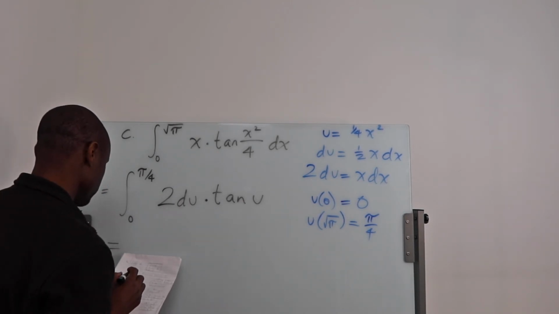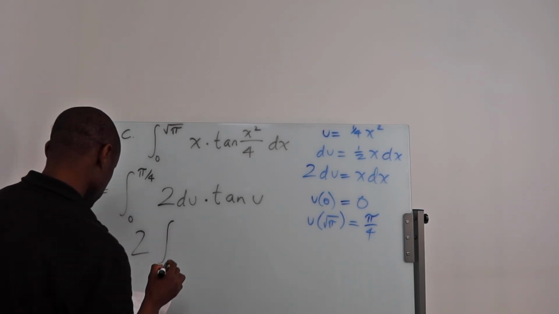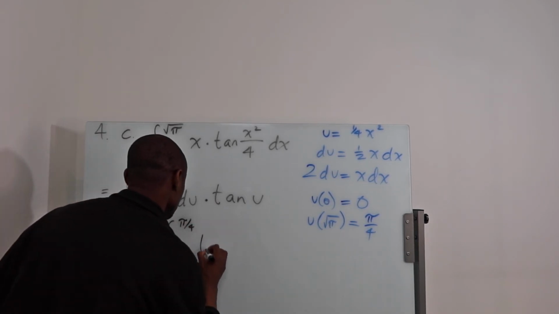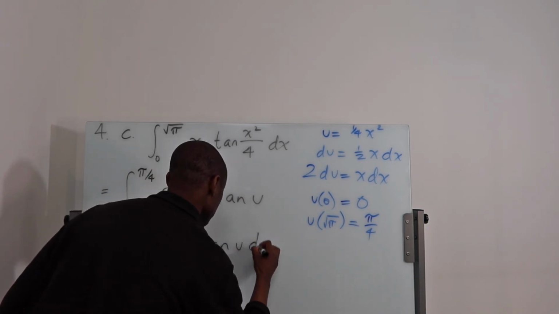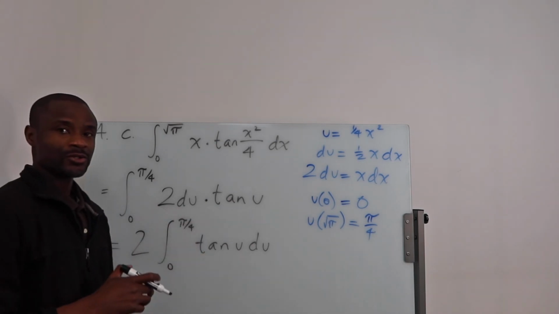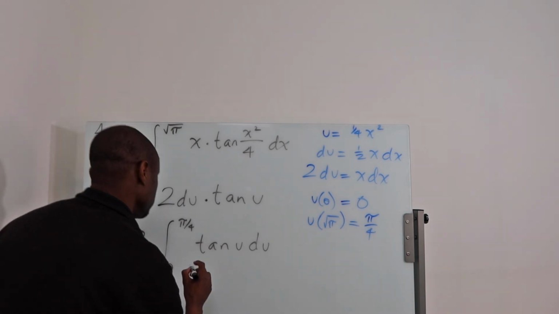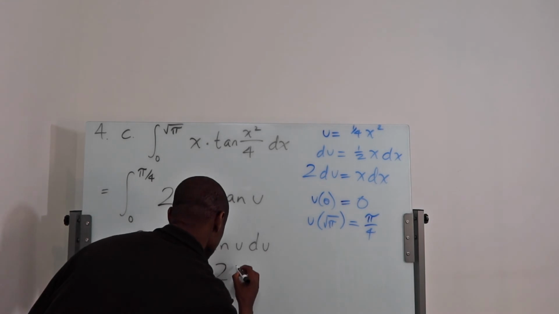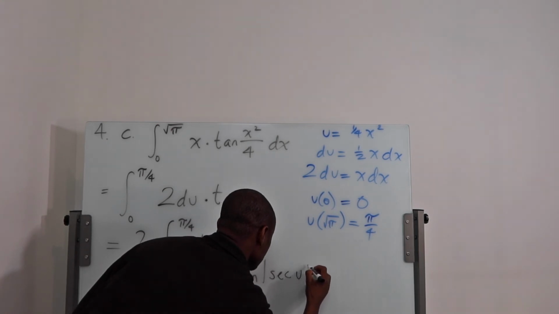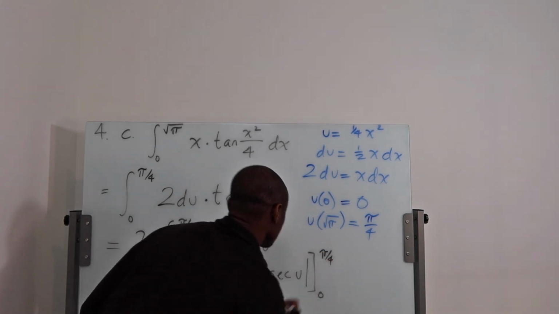When we integrate that, our 2 is a constant, so let's bring that out, leaving 2 times the integral from 0 to pi over 4 of tangent u du. The integral of tangent is the natural log of the absolute value of secant. So let's go ahead and substitute. This equals 2 times the natural log of the absolute value of secant u, evaluated from 0 to pi over 4.